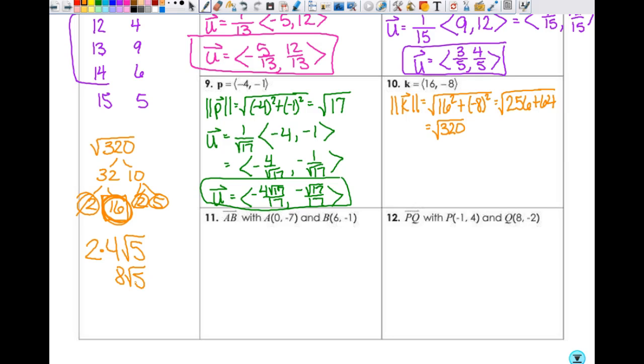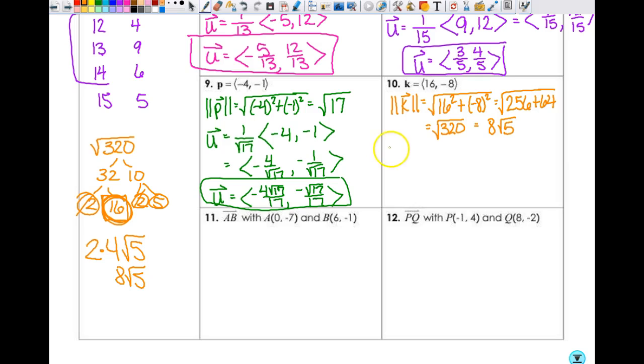Oh, wait, did I do something wrong? Two and 16. This is 320. This is right. Okay. I just have something different over here, and it freaked me out for a minute. Okay, but I didn't work that one out. So this is 8 square root of 5. Now I'm questioning myself. I know. That's right. Okay. Whew. Those bad feelings there.